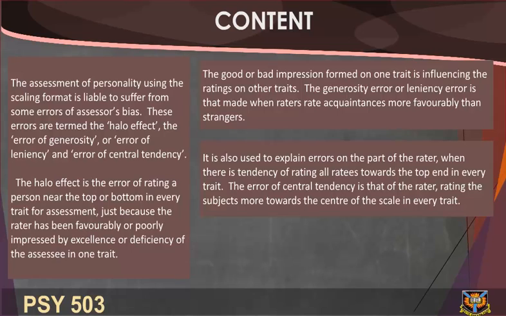The generosity error or leniency error is that made when raters rate acquaintances more favorably than strangers. It is also used to explain errors on the part of the rater, when there is a tendency of rating ratees towards the top end in every trait. The error of central tendency is that of the rater rating the subject more towards the center of the scale in every trait.